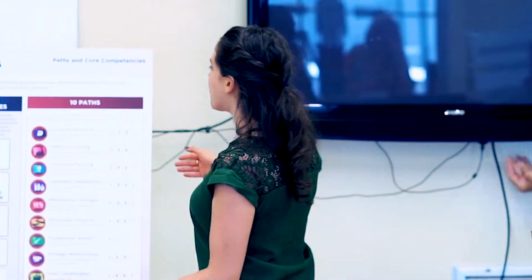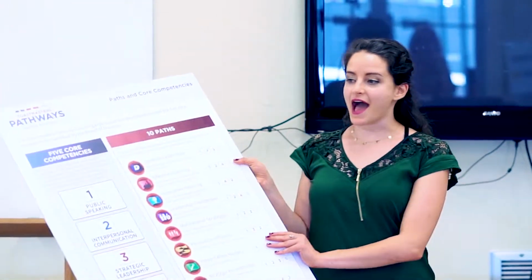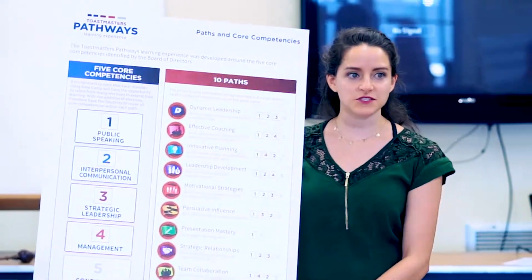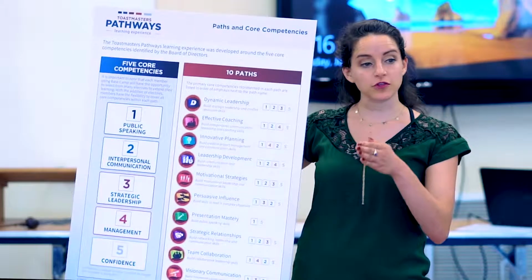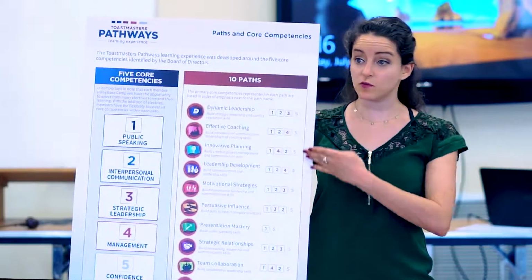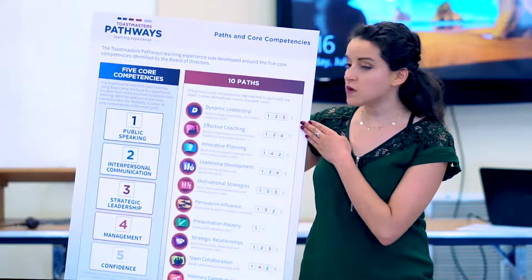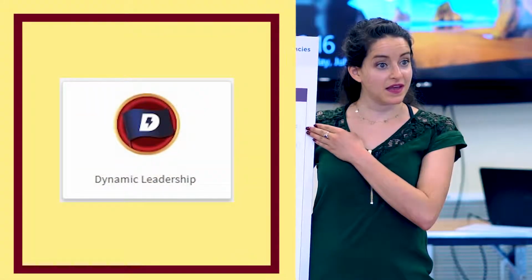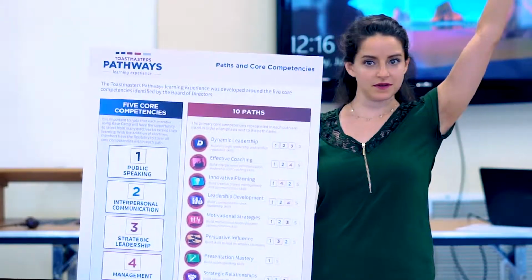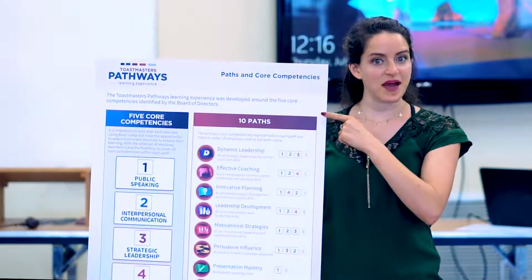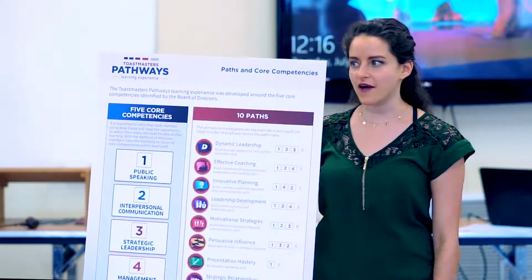We have a board here that we're displaying at our Toastmasters meeting when you walk in the door, and it talks to you about the different paths that you can choose to take. You'll have to pick one of them, and then you'll work through the manual that's associated with one of these paths. The first one is dynamic leadership. Has anyone in here decided to be on the path of dynamic leadership? We do have one person on the path of dynamic leadership, and I think many others will follow.